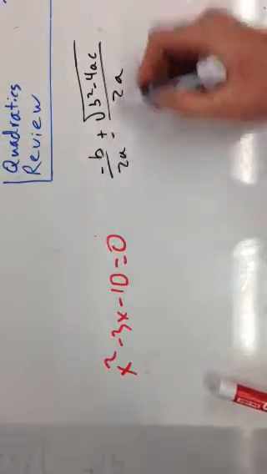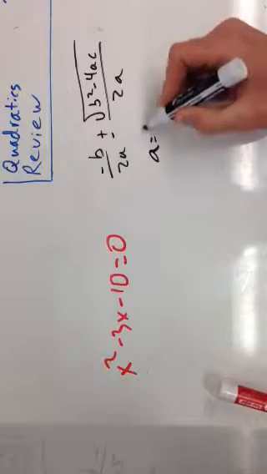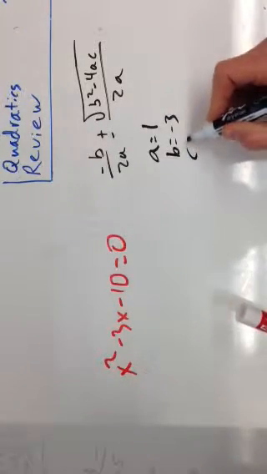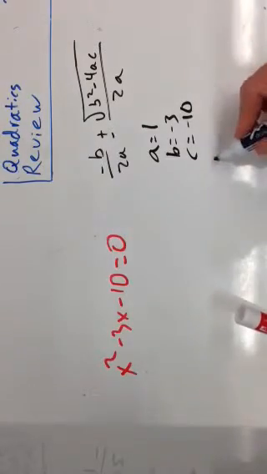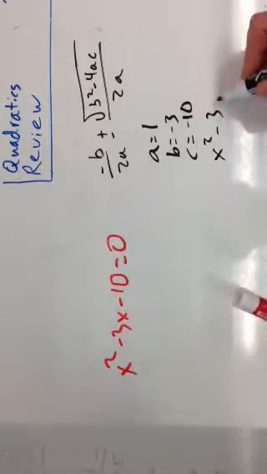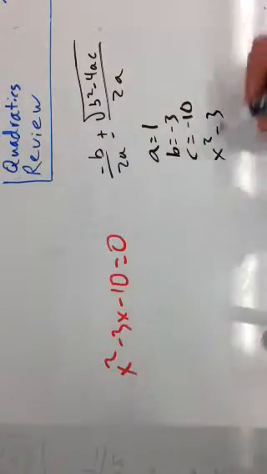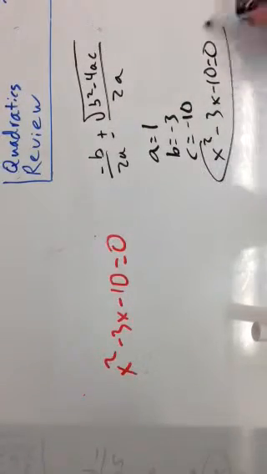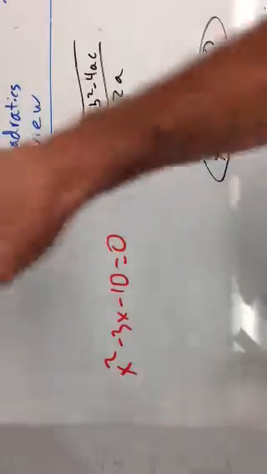And these a, b, and c values, my a value is 1 because it's 1x squared. My b value is negative 3, and my c value is negative 10. A real common mistake is people want to add this squared in there. So we're just posting the numbers in front of it. Right? And this, of course, is the equation I'm trying to solve. I'm just going to clear myself some room over here to work.